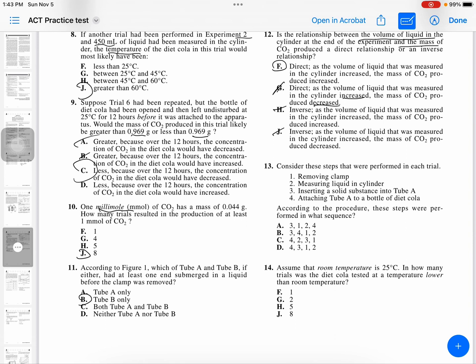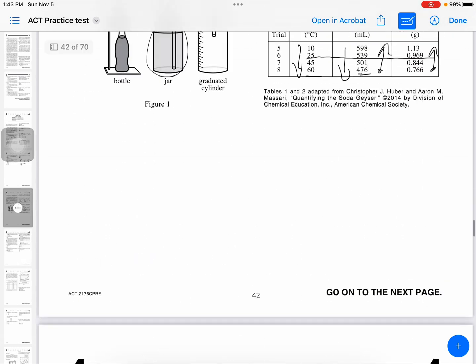Next. 13, consider these steps that were performed in each trial, removing the clamp, measuring the so on and so forth. According to the procedure, these steps were performed in which sequence? All right, well, that's tricky. They give you 1, 2, 3, 4, and then they don't even give that as an option. Okay, we got to go look up here.